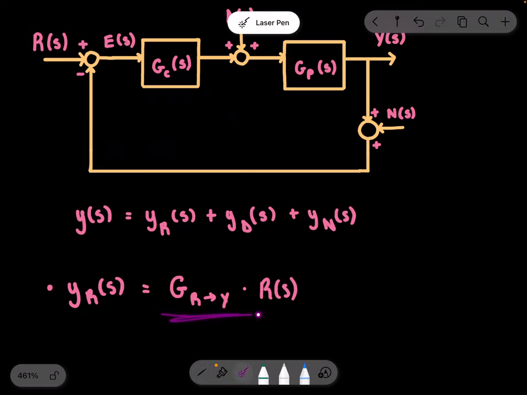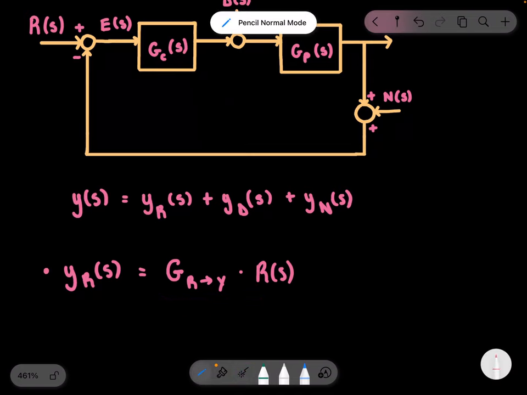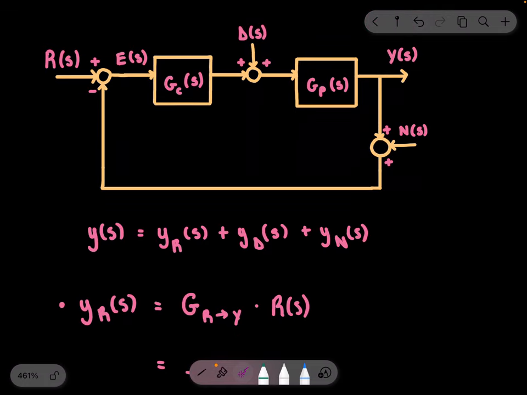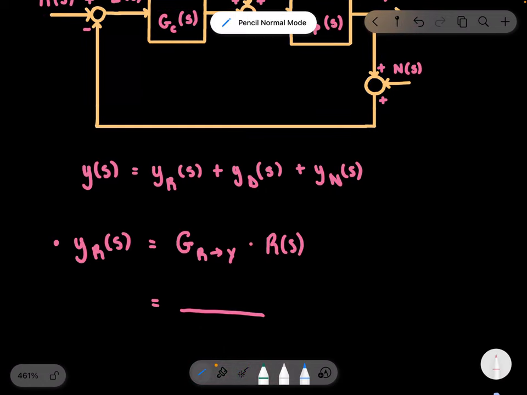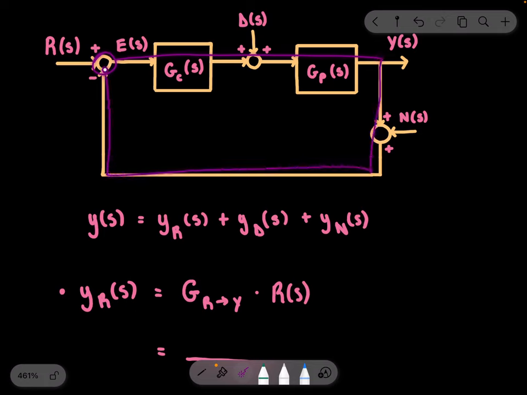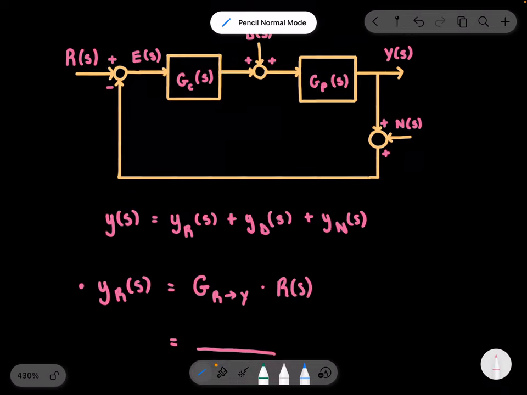Okay, so how can we write this transfer function? We can write it as a fraction. And on the numerator, you write what's going on in the forward path. So from the input to the output, this is your forward path. And on the denominator, you write what's going on in the loop. So from this comparator back to the comparator is your loop.